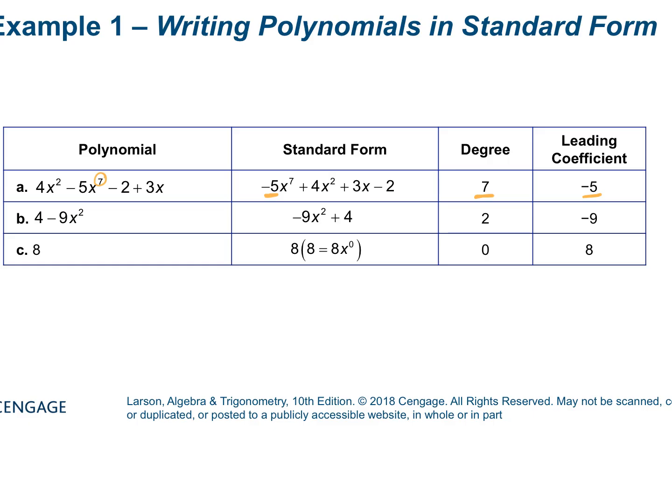For B standard form, we'd have to put -9x squared first, because that's our biggest degree. Degree would be 2. Leading coefficient is -9. And C, it's just a constant, so the degree is 0, because there is no x, and then the leading coefficient is 8.